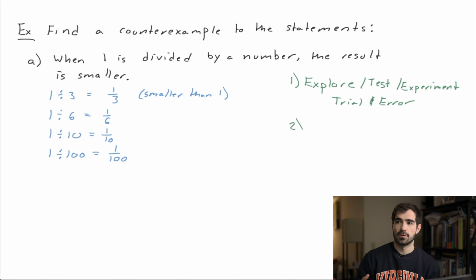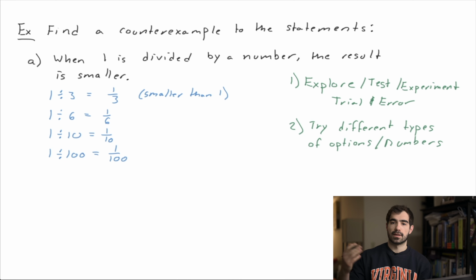And this is where we can move to our second strategy, which would be to try some different types of options, some different types of numbers, to think outside the box a little bit and see what we might do to try to break this statement, to try to make it false. So I'll say, try different types of options. One thing you may notice about all of the ones that we've tried so far, 3, 6, 10, and 100, is they're all just positive whole numbers.